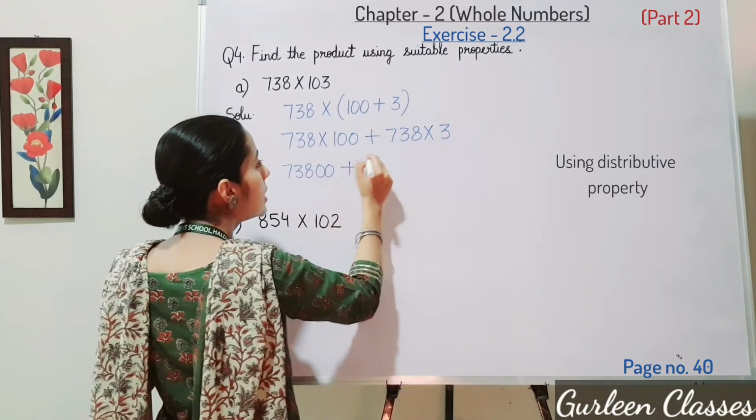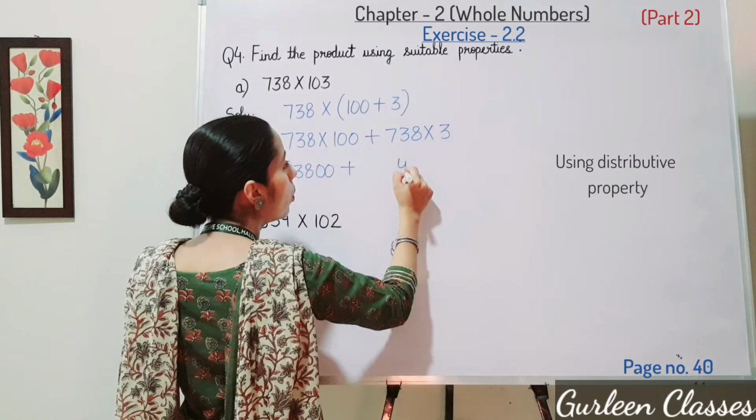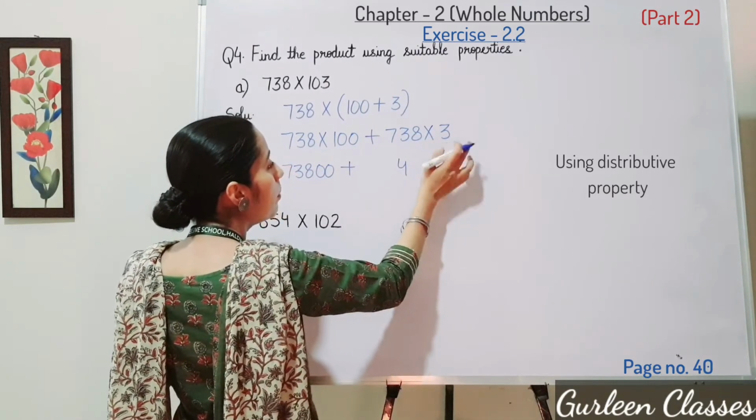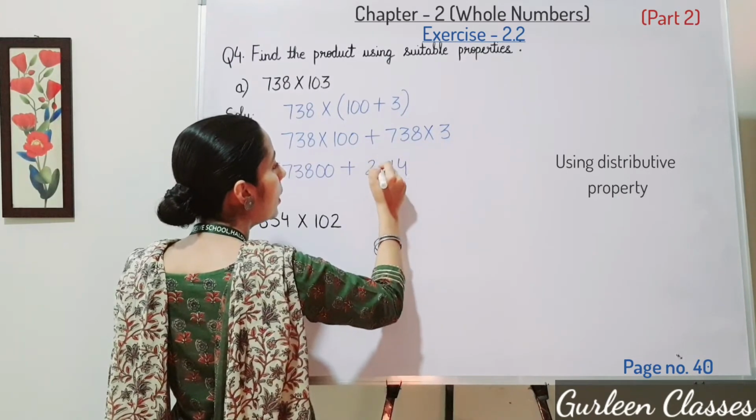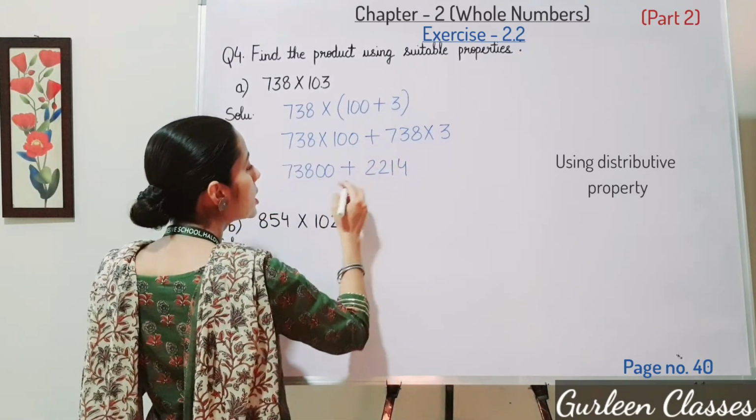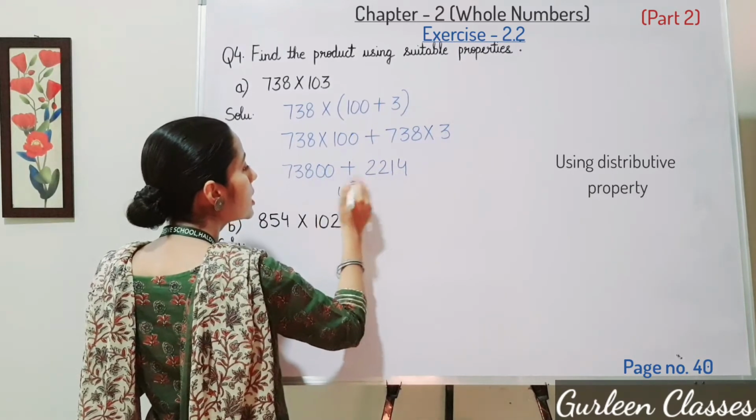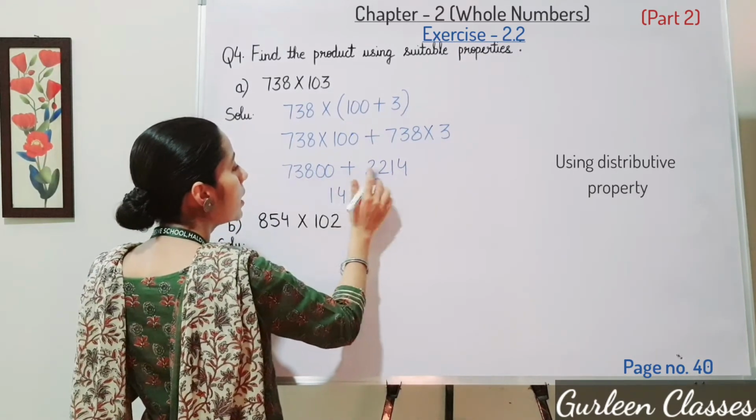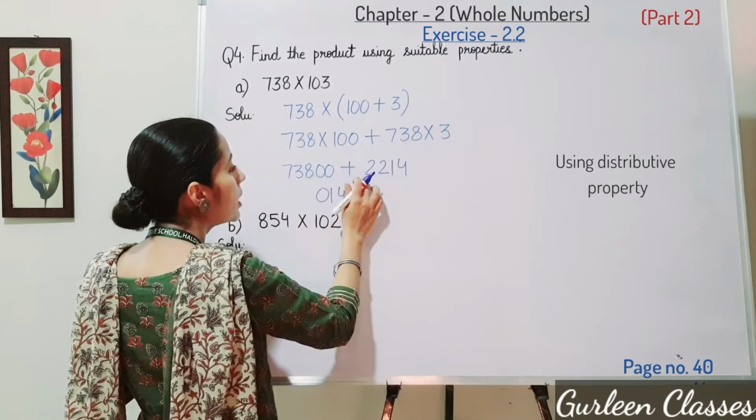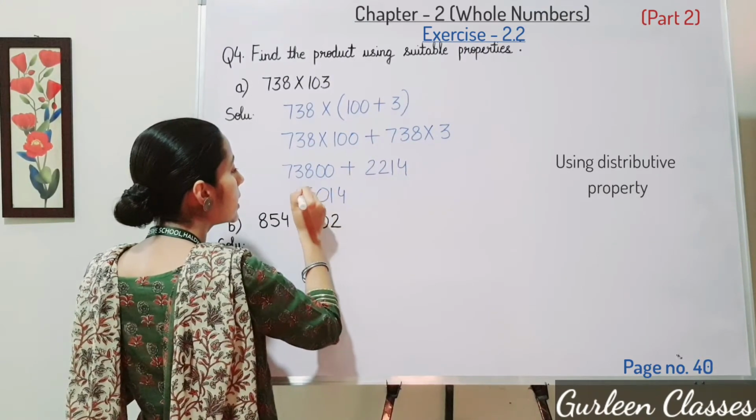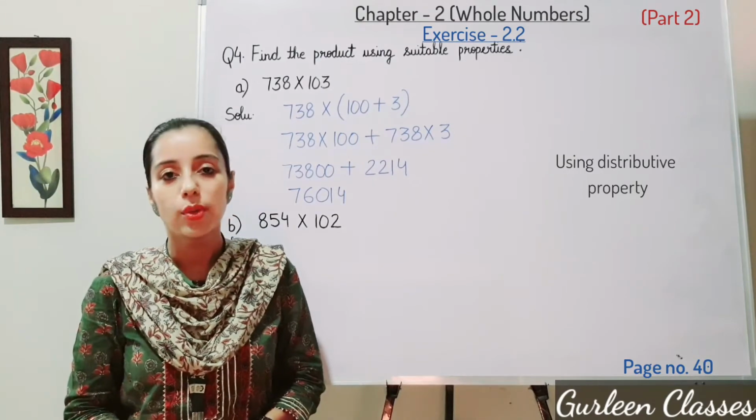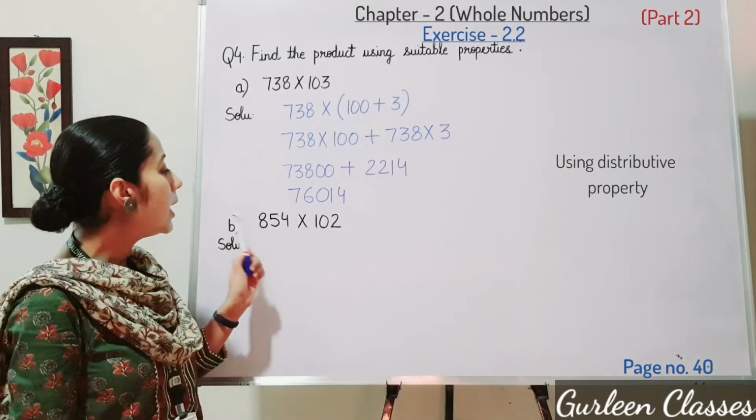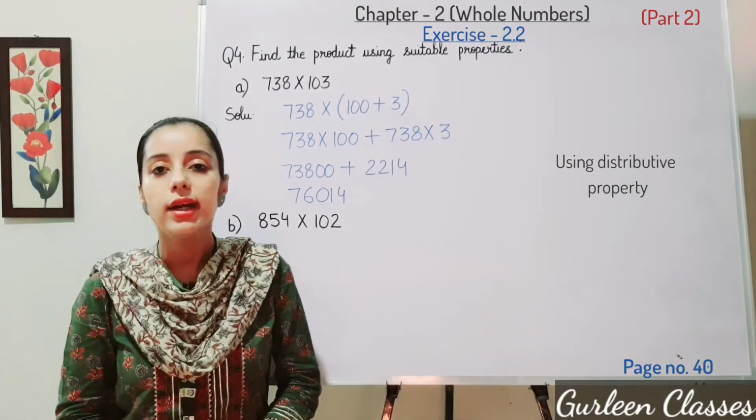73800 plus 8 3s are 24, 3 3s are 9 plus 2, 11, 7 3s are 21 plus 1, 22. 0 plus 4, 4, 0 plus 1, 1, 8 plus 2, 10, 3 plus 2, 5 plus 1, 6 and 7. Answer is coming 76014.